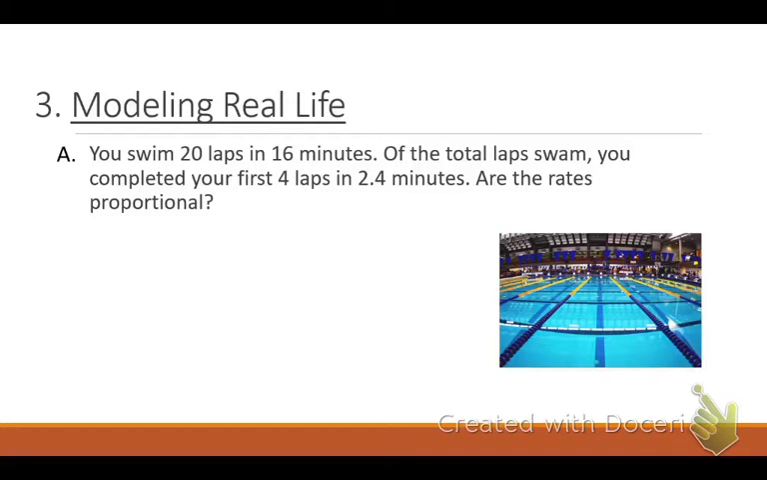Do you think you swim at the same speed at the beginning, the middle, and the end? No, as you continue swimming, when you get closer to those 20 laps, you're getting tired. So let's see if this would be proportional, the distance and the time you swam throughout the entire thing from the beginning to the end. First, it says you swim 20 laps in 16 minutes. Let's write this down: 20 laps per 16 minutes.